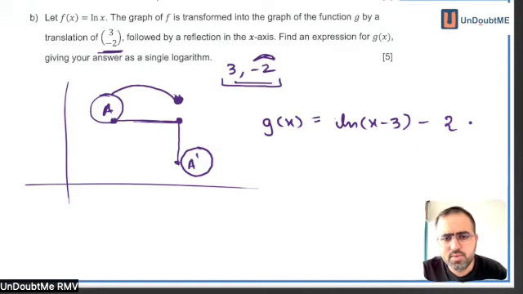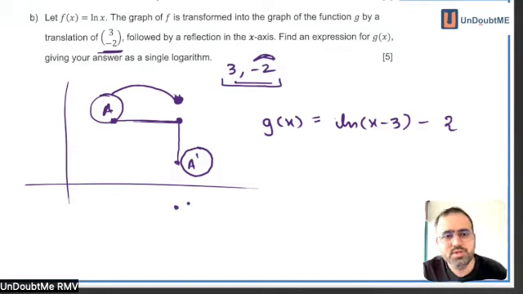Okay, so g(x) is equal to ln(x - 3) - 2. It will be written like this. After that they are saying followed by reflection in the x-axis. So if this point A is reflected in the x-axis, then it will go here.